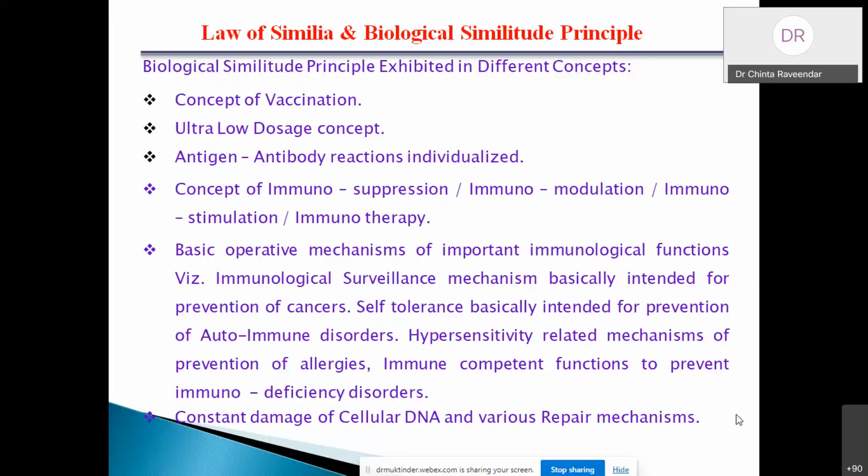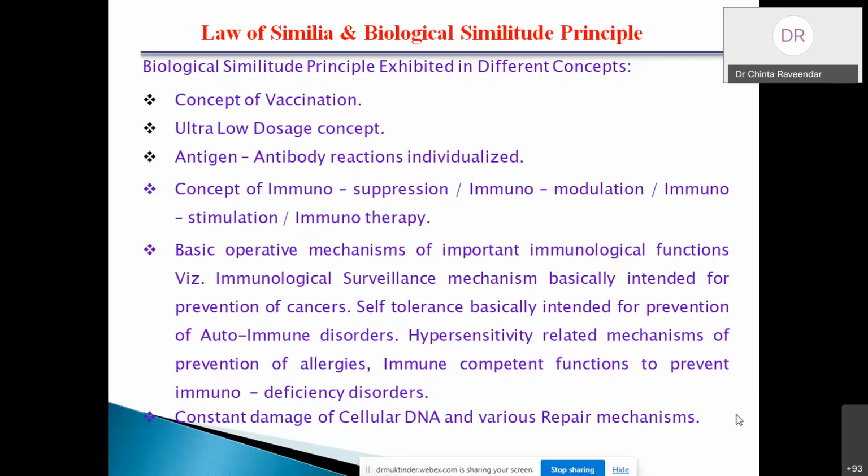Then there are certain basic operative mechanisms that are very important in immunological functions, like immunological surveillance. I am not talking in a big way, I am putting it in the simplest language. Immunological surveillance is a wonderful immunological mechanism basically intended for the prevention of cancer. So if one understands this, we can say how we can approach cancer. Another important function of immunity is self-tolerance, which is basically intended for the prevention of autoimmune disorders. And the hypersensitivity-related mechanisms of our immune system are for the prevention of allergies and other immune-competent functions, or to prevent immune deficiency disorders.